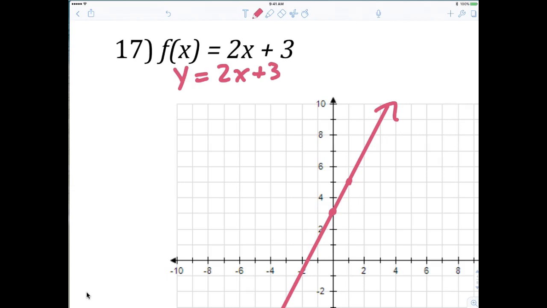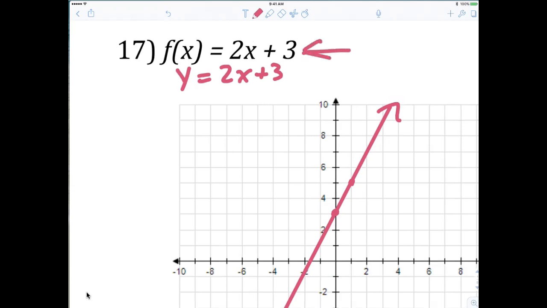Why would you go up? Because it's the y-intercept. The y-intercept is 3. So you go up 3, plot a point. Yes or no? You said up 2 over 1. Where did you get the 1?